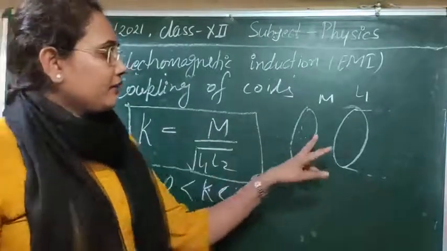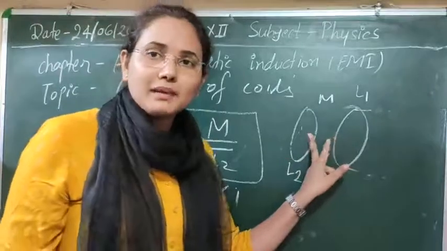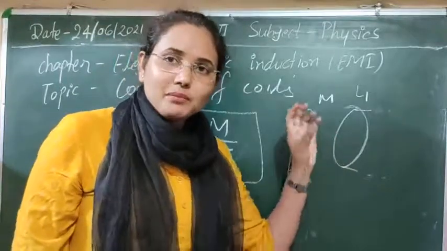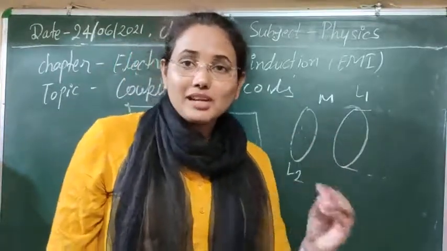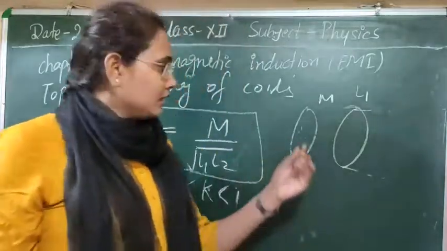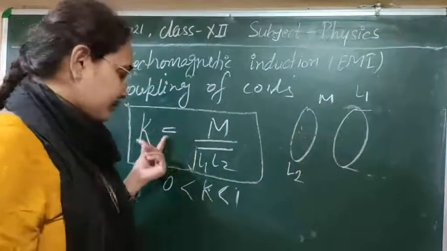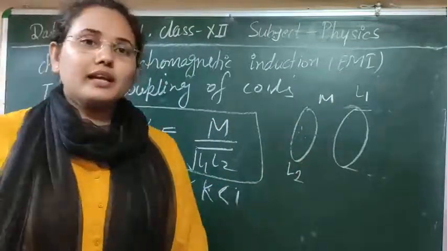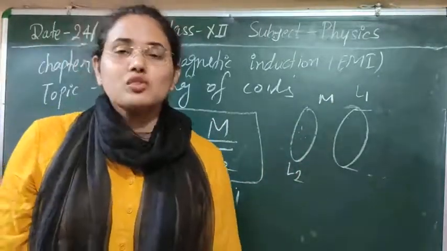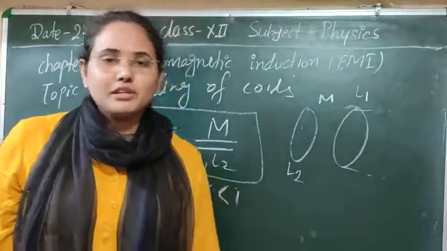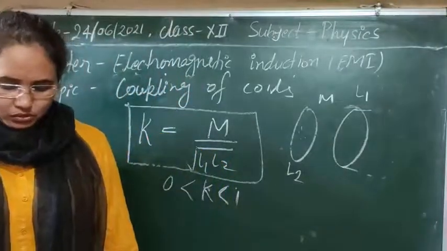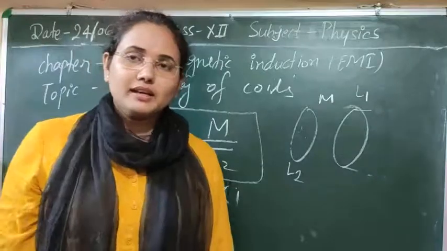But whenever there is sufficiently large coupling between these two, and they are kept at a proper distance so that we get the mutual induction process, then M will be there, and for full coupling we get K is equal to 1. Clear? So it means that K has a value between 0 and 1. Students, I think that is now clear.